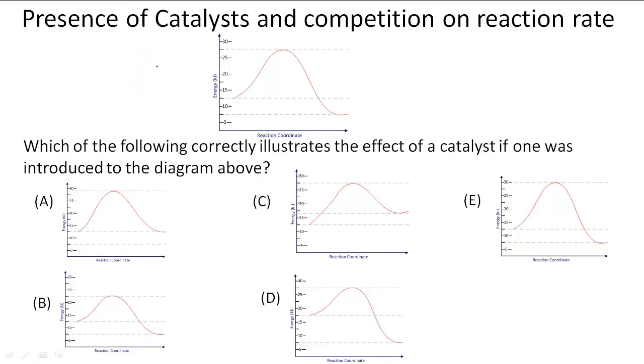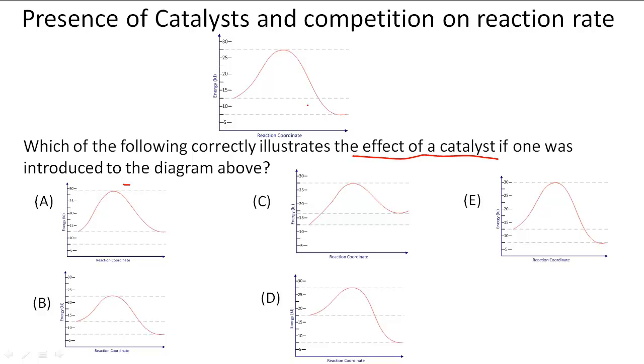Presence of catalyst and competition on reaction rate. So in this problem it says, which of the following correctly illustrates the effect of a catalyst if one was introduced to the diagram above? So there we have a reaction that's happening here, an exothermic reaction, and we want to know which diagram shows the effect of a catalyst.